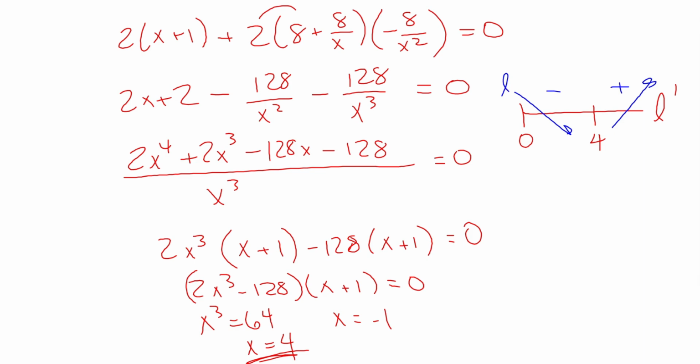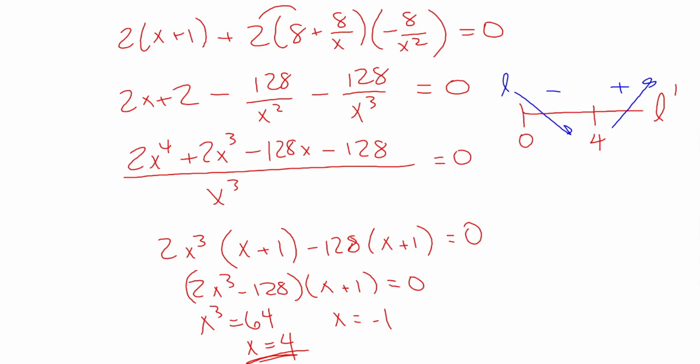So L is decreasing, then L is increasing. So our length is at a minimum when x is 4. And so if we want to know what that actual length is, we go back to our original length function, right? And our length function was the square root.